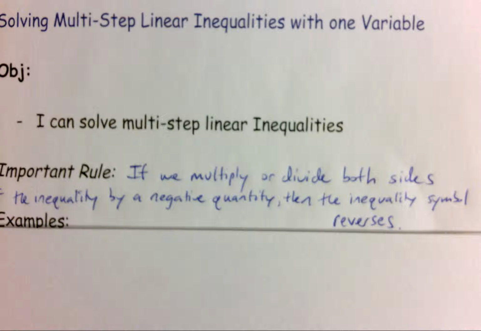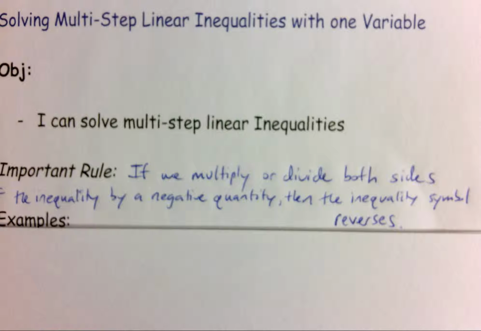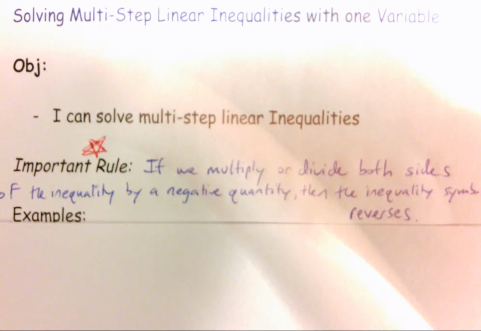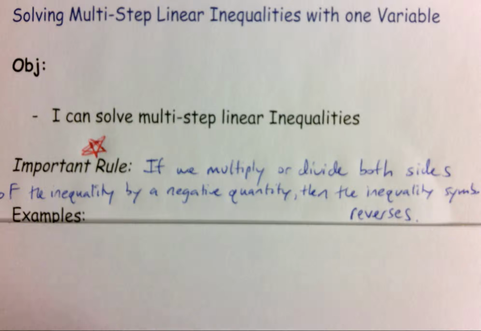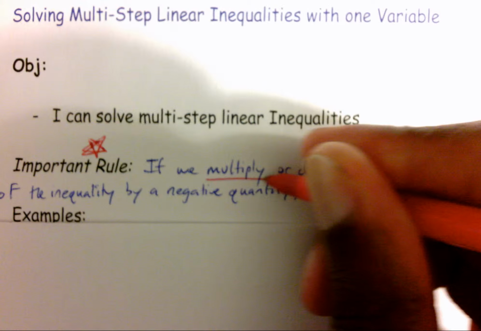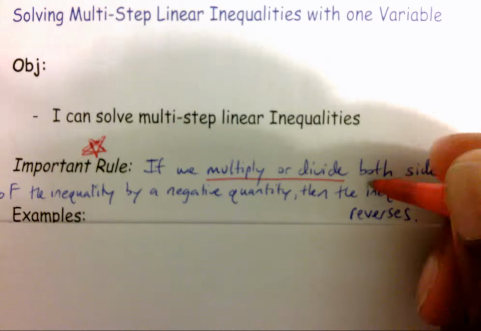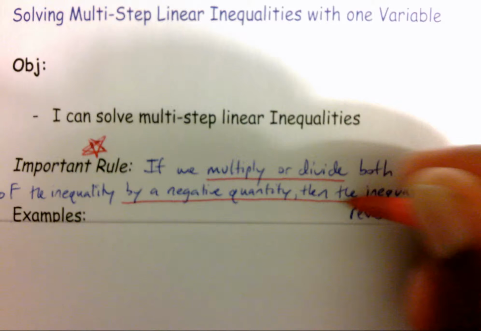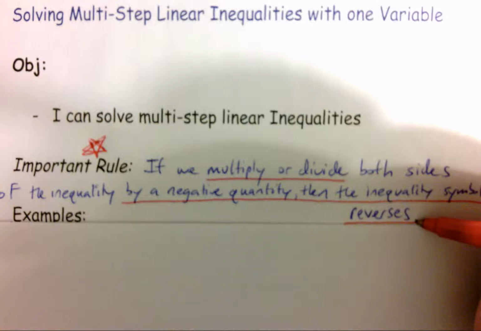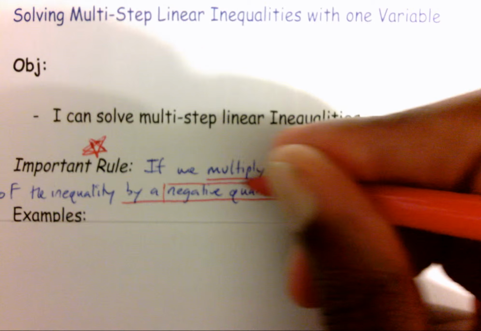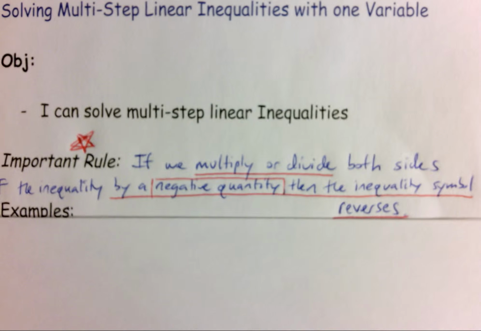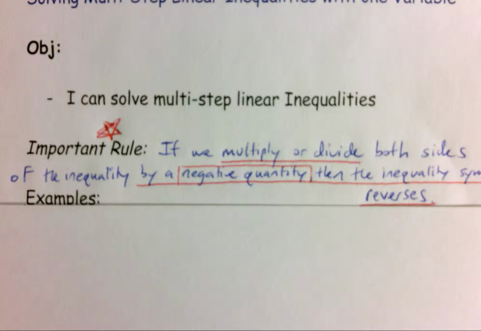And we will see exactly what we mean by this as we work through these examples. But we just want to take note of this rule because it's very important. So we're going to put a big star by it because we can't forget this rule. And the key thing is, if we multiply or divide by a negative quantity, then the inequality symbol reverses. So if we have a negative quantity that we multiply or divide by, our inequality symbol is going to flip. And we'll see what we mean as we go to practice.